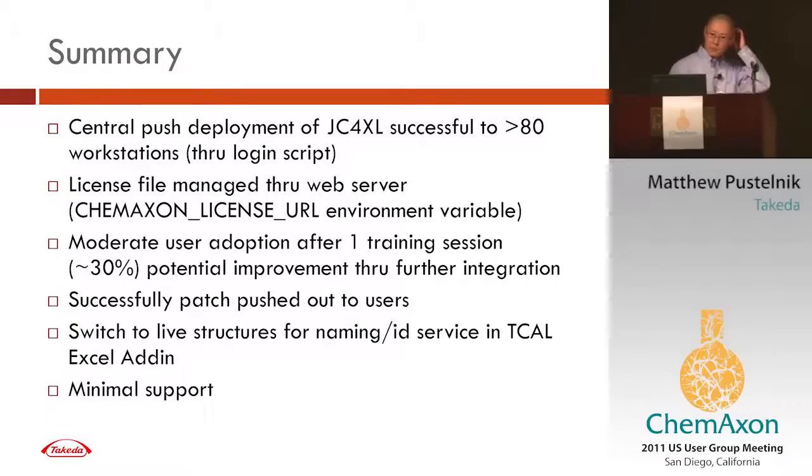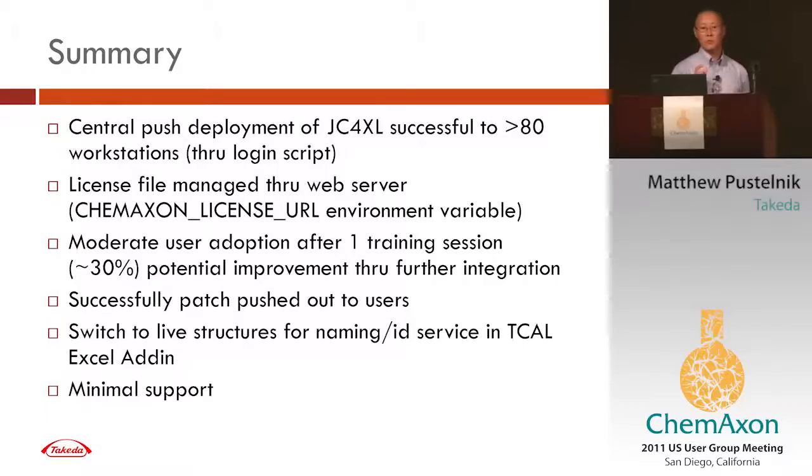So in summary, the central push deployment of JChem was successful to more than 80 workstations through a login script, and we have planned for an additional 80. License file management through a web server using the ChemAxon license URL environment variable was ideal.